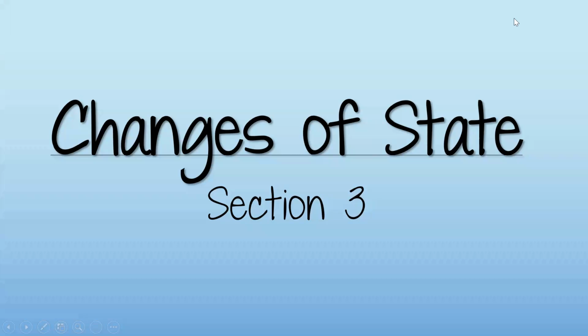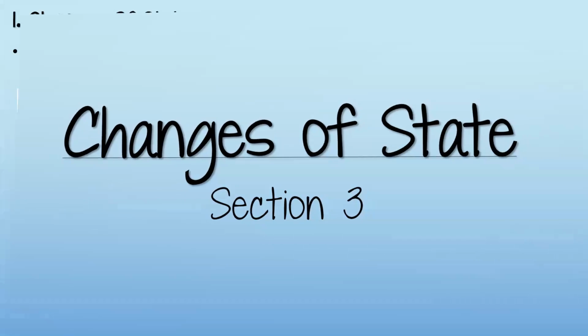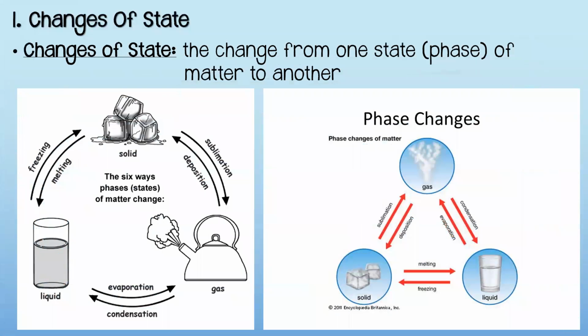So section 3 of chapter 12 is changes of state or phase changes. The definition of a change of state is changing from one state or phase of matter to another. As I said, you can either say changes of state or phase changes. They mean the same thing.